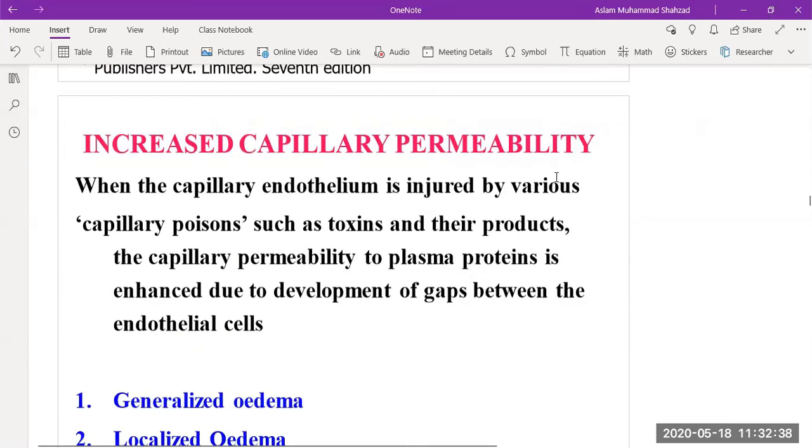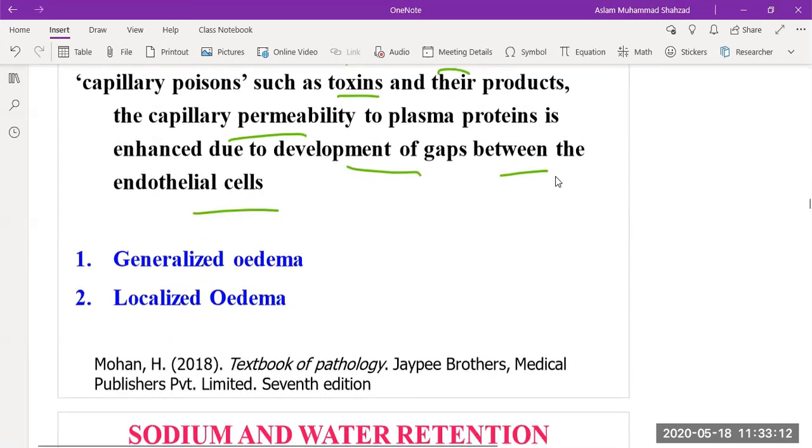Then there will be increased capillary permeability. And why does this happen? Because the capillary endothelium gets injured by various pathogens such as toxins, and this increase of the capillary permeability leads to the development of gaps between the endothelial cells. So the endothelial cells, again, this is also going to explain the same thing, that vascular leakage occurs, and that results in increased capillary permeability, and it results in two types of edema. It could be generalized edema, or it could be localized edema.